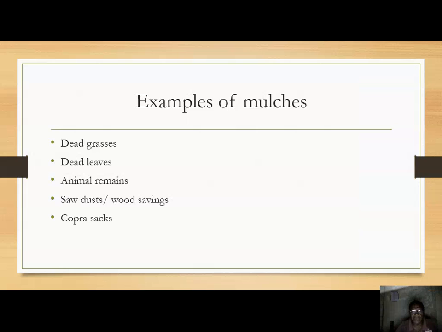Examples of mulches. What are the materials that we can use as a form of mulch? Dead grasses, dead leaves, animal remains like chicken manure, piggery wastes from pigs, cattle manure, sawdust and wood shavings that come from a milling factory of timbers, copra sacks, especially the old copra sacks that we do not need anymore. We can also use those copra sacks or bags as a form of mulch.